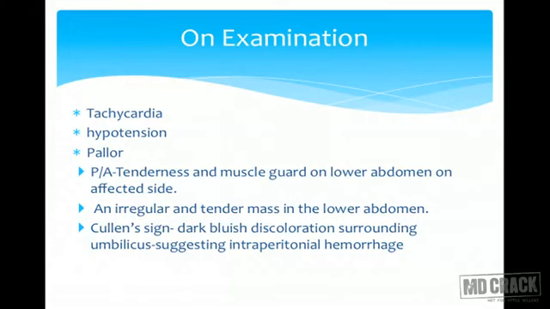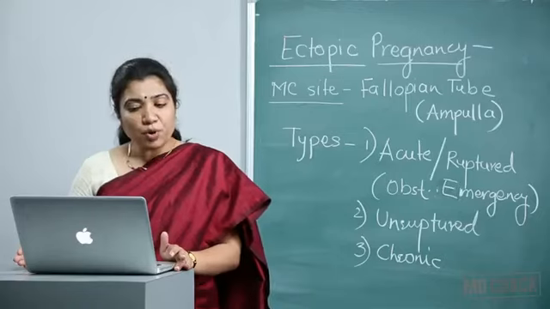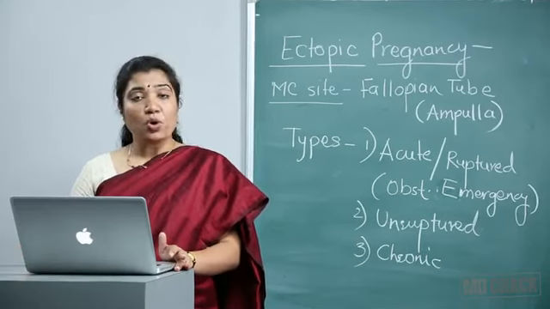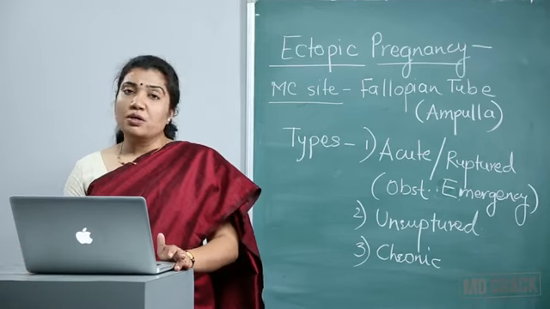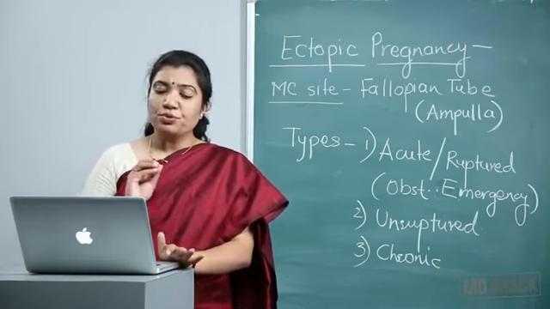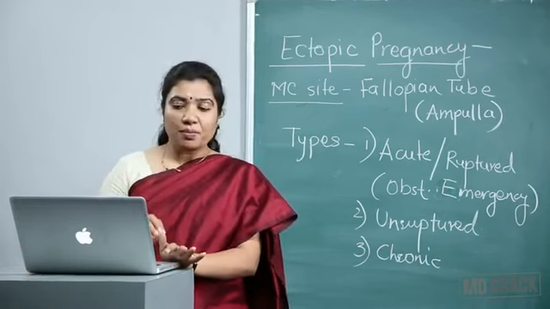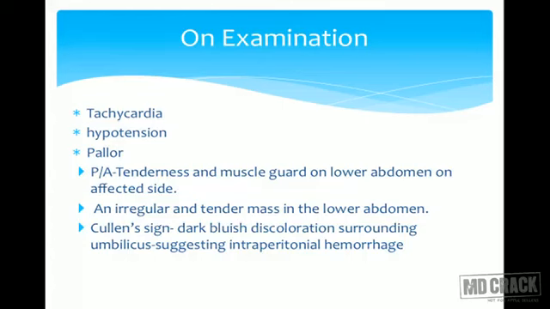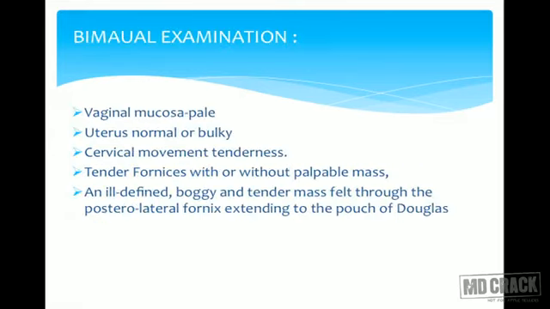The pallor will depend on how much blood she has lost. Per abdomen, there would be tenderness, muscle guard on the lower abdomen on the affected side. On PV examination, you will feel an irregular or tender mass. Cullen sign is dark bluish discoloration around the umbilicus, which suggests intraperitoneal hemorrhage. So this sign, please remember.